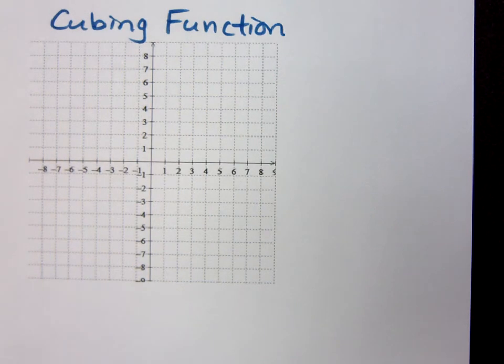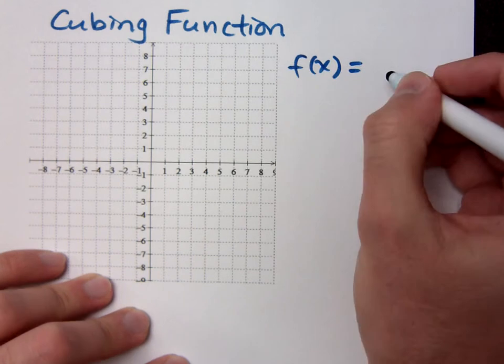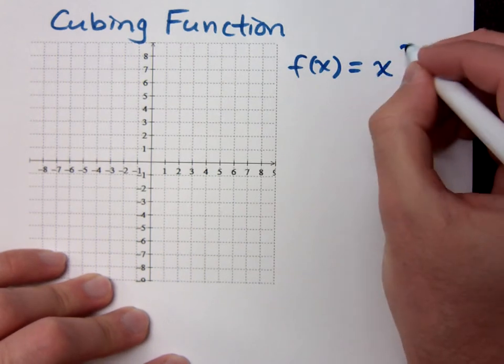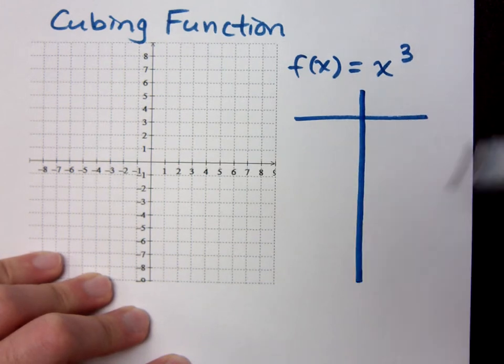Let's talk about cubing functions. Guess what this function does to your input values? It cubes it, so you get x to the third. So let's make our t-table of values and see what I have here.